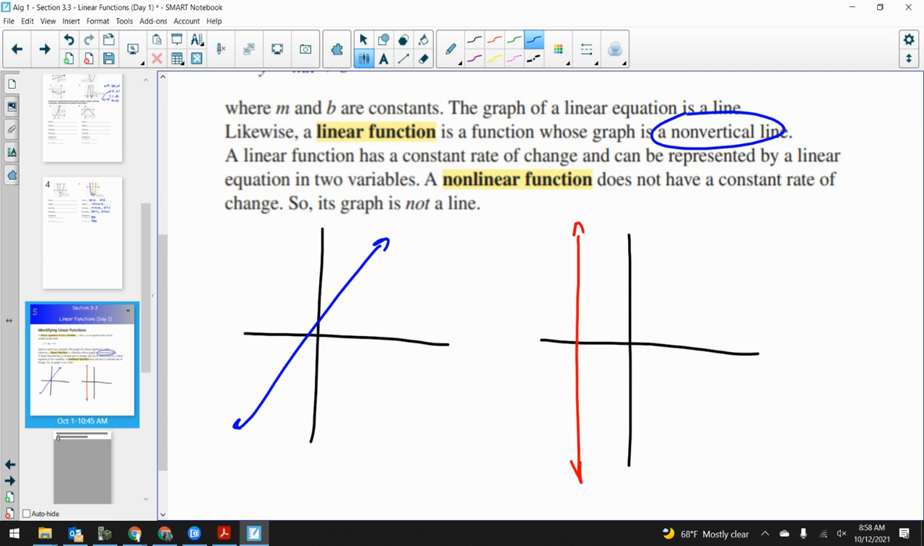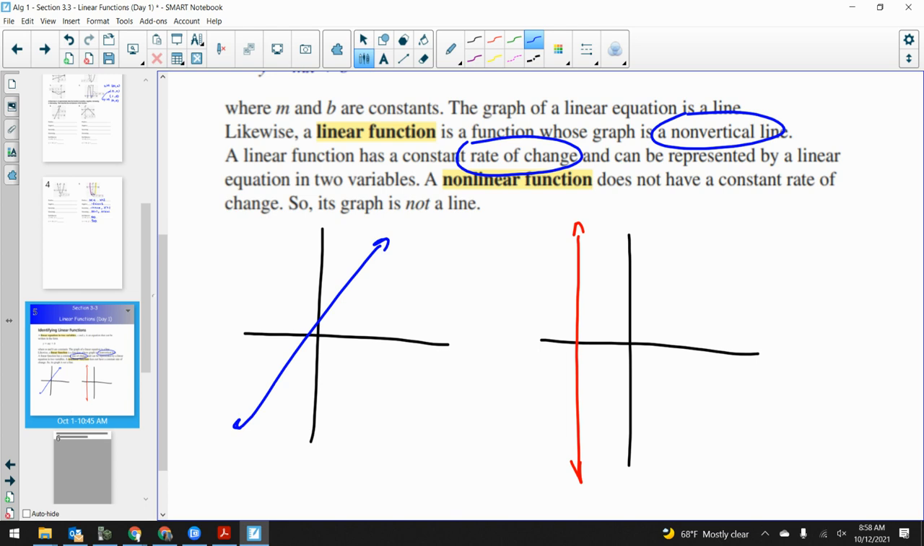A linear function has a constant rate of change. Does anybody know what I'm talking about when I use the term rate of change in terms of a line? That's slope. When you talk about the rate of change of a line, you're talking about the slope of that line. So any linear function has a constant rate of change. Therefore, any nonlinear function just is not a line.